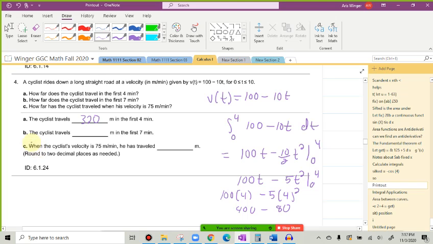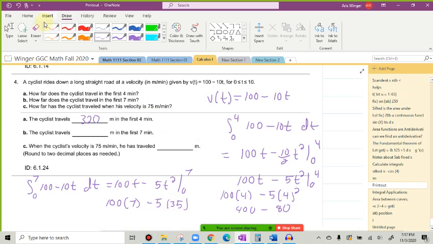For 7 minutes, same thing. You just do the integral from 0 to 7 of 100 minus 10t dt. So that's 100t minus 5t squared from 0 to 7. Plug that in. 100 times 7 minus 5 times, I'm sorry, 5 times 49. 700 minus 245, 455.